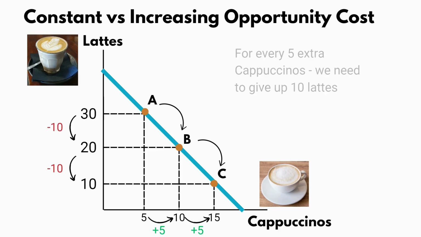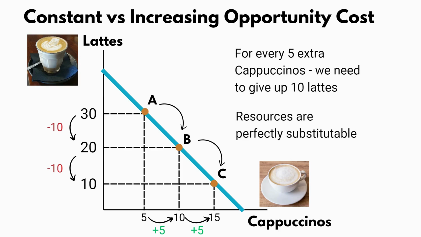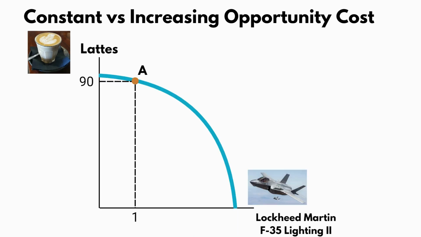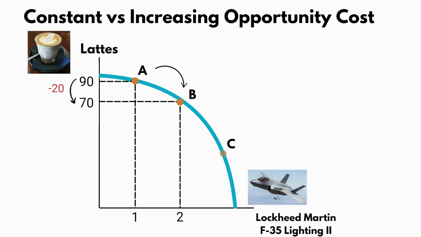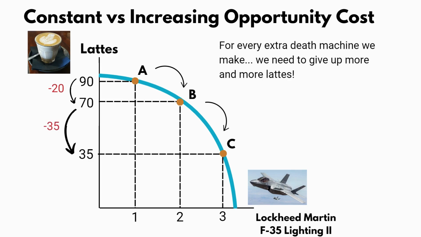What this means is that resources are perfectly substitutable between the two. There is no trade-off between producing lattes or cappuccinos. However, if we look at two much more different goods, let's say lattes and fighter jets, we can see that the PPC resembles its usual curved appearance as we've been drawing up until now. Here, when we go from A to B, we have to give up 20 lattes to produce one extra fighter jet. And from B to C, we have to give up 35 lattes to produce one extra fighter jet. Every extra fighter jet seems to require more lattes to be given up.